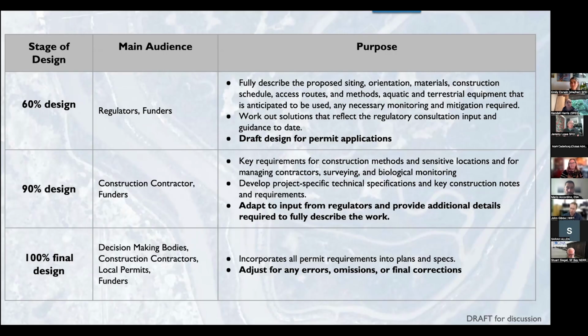When you're coming up to the 100% final design, that's really incorporating everything required for the permit requirements. And then this is really moving the project on from design into construction, providing documents that can be bid on by contractors.